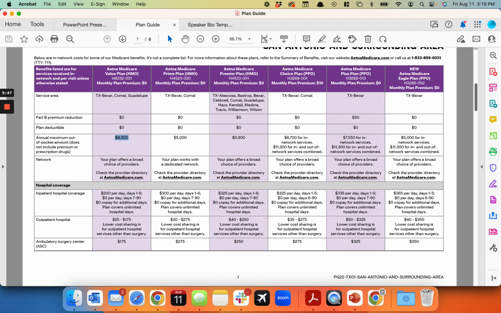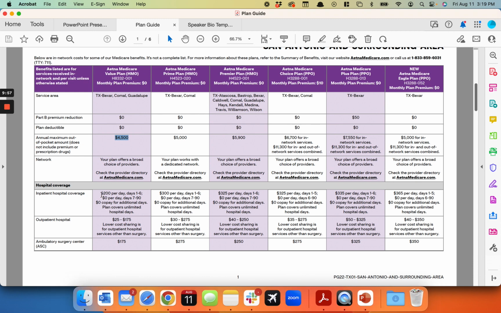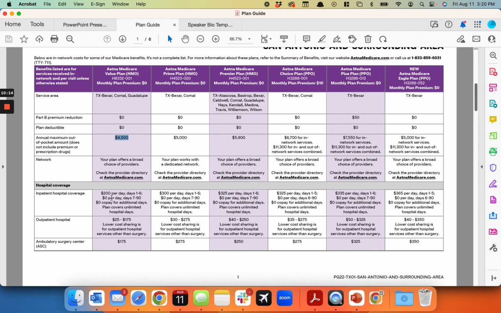For the network, I can individually look at each of your doctors and specialists to make sure they're in the Aetna network. You can also go to Medicare.com and find that out. If you were to go into the hospital with the Aetna Medicare Value Plan, it's $200 per day for days 1 through 6. Anything after day 6, days 7 through 90, it's $0. The average stay is about 2 days in the hospital, so $200 per day is what you would be looking at. If it's something catastrophic, you'd be looking at $0 per day from days 7 through 90, but you would still have to pay the $200 per day for days 1 through 6.